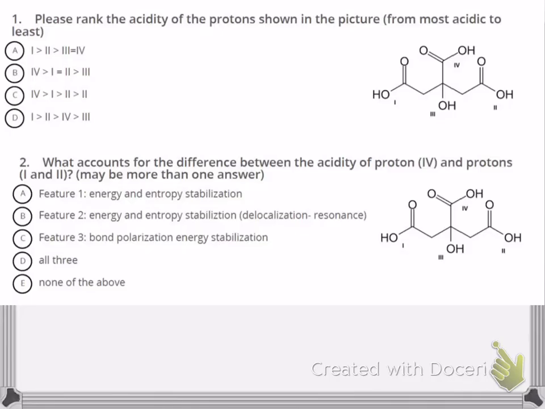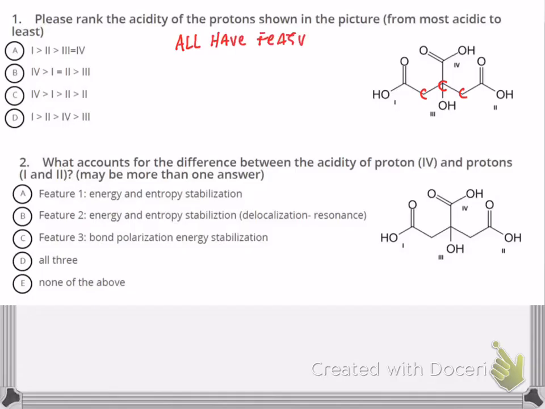Right, so this problem asks us to rank the acidity. We see 4 different protons, so let's do that. The first thing to notice here is that the fourth carboxylic acid is 1 carbon away from a carbon with a withdrawing group, while the 1 and 2 are 2 carbons away. So that's going to play a big role in determining which proton is most acidic.